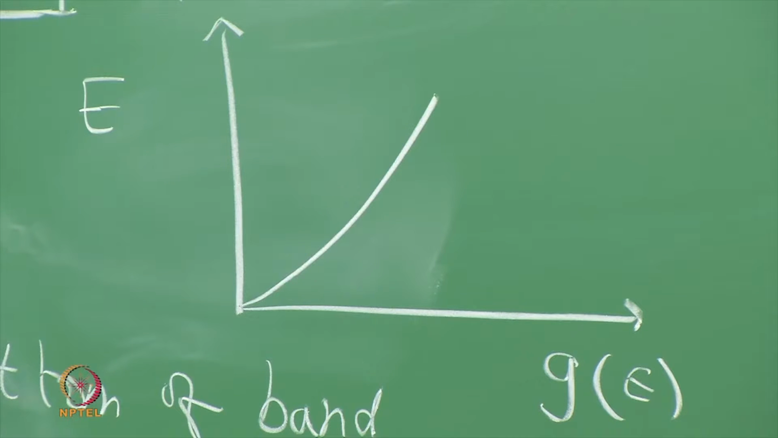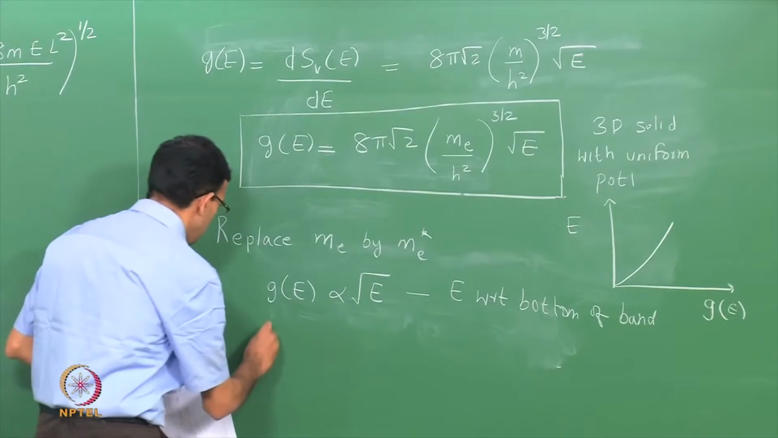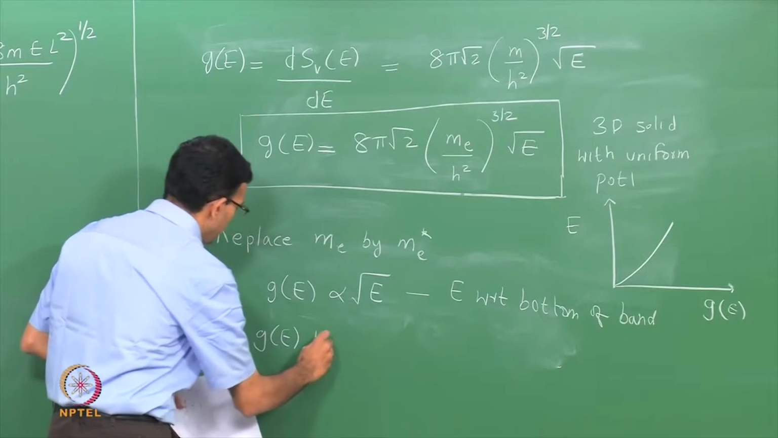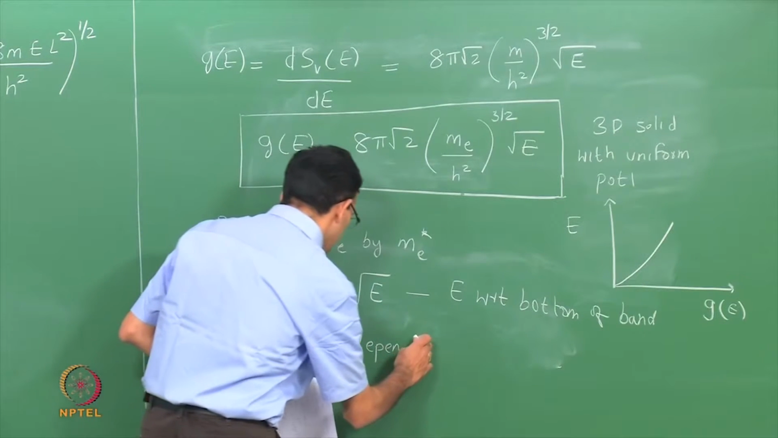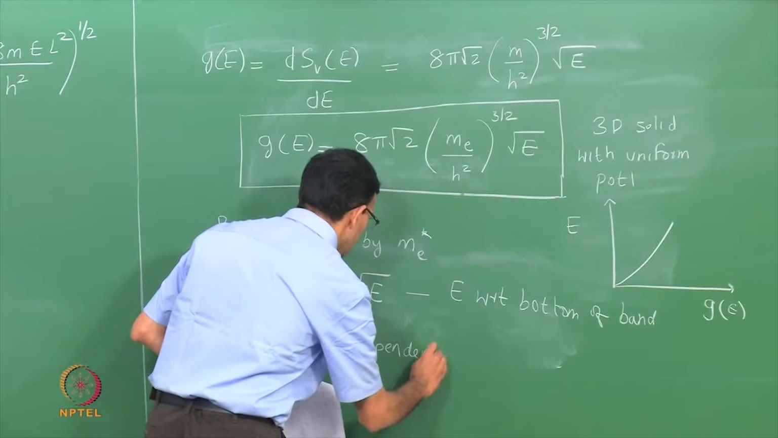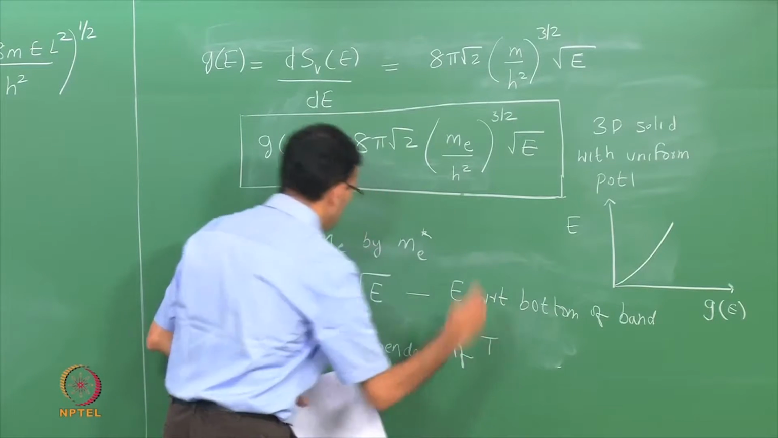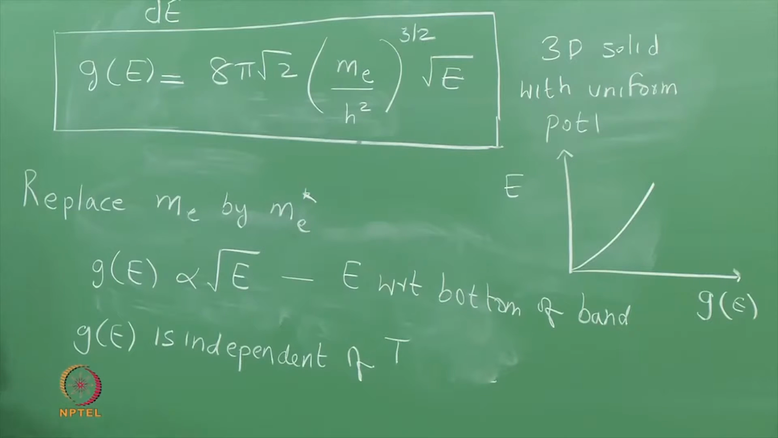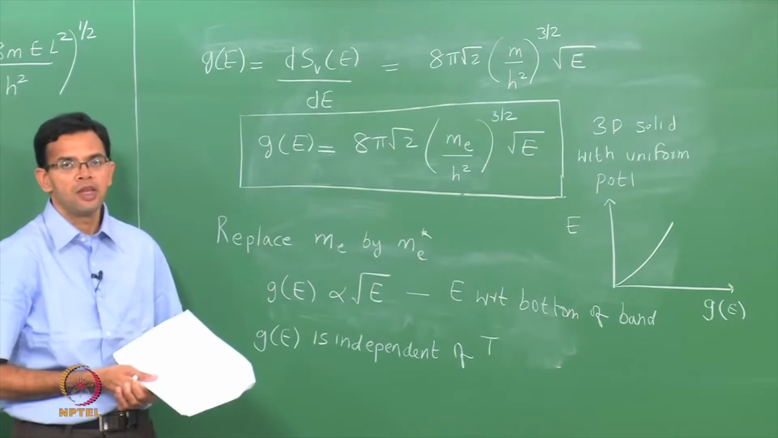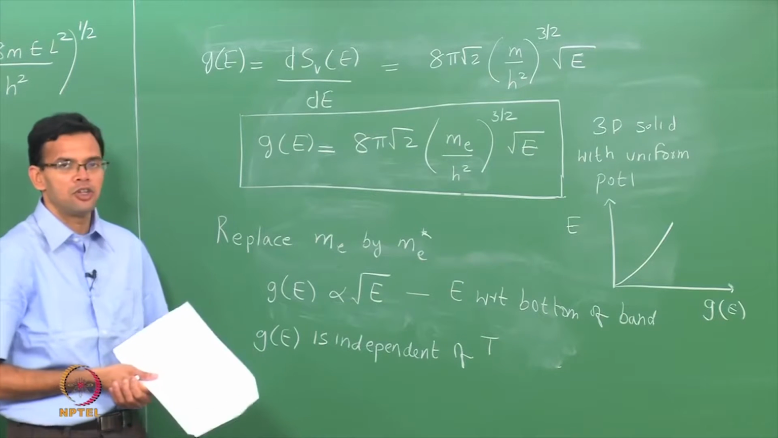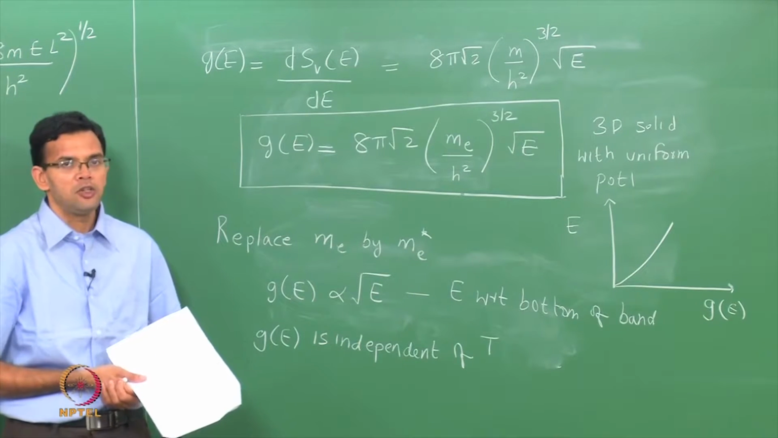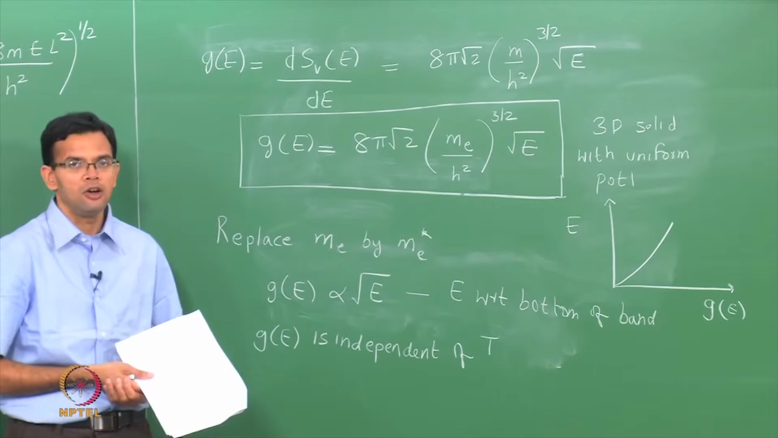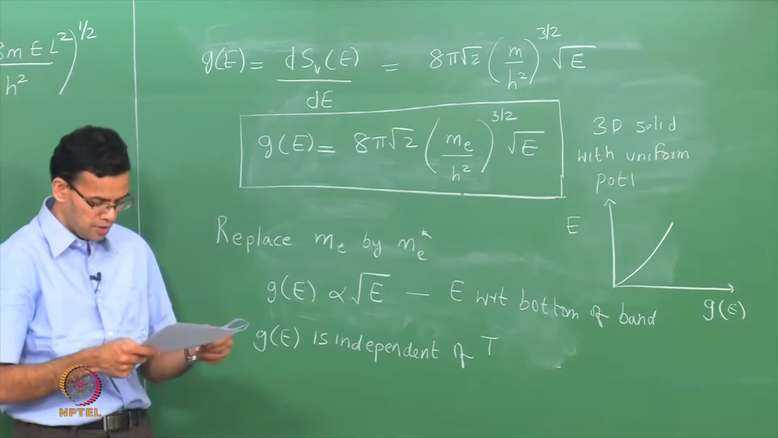If you also look at this expression, G of E is independent of temperature. It only tells you what are the states that are available for the electrons to occupy. It does not tell you whether the electrons occupy those states or not. In order to do that, we need to look at the occupation probability of electrons and that is what we will do next.